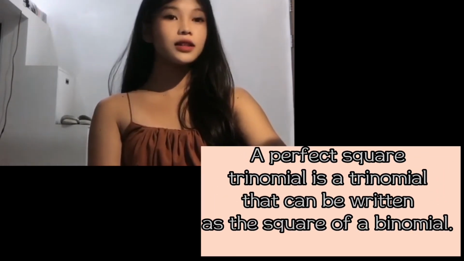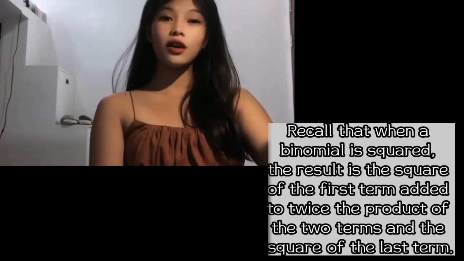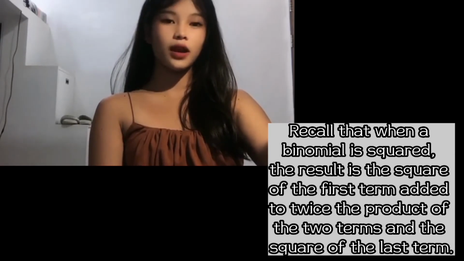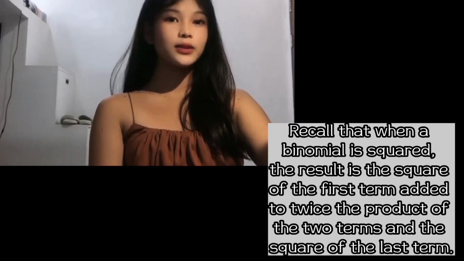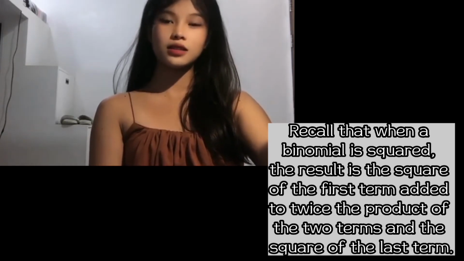Today I will teach you how to factor perfect square trinomials. First, what is a perfect square trinomial? A perfect square trinomial is a trinomial that can be written as the square of a binomial. Recall that when a binomial is squared, the result is the square of the first term added to twice the product of the two terms and the square of the last term.